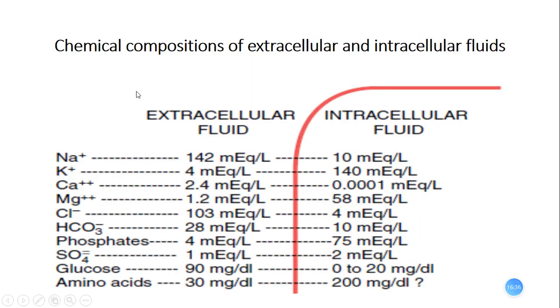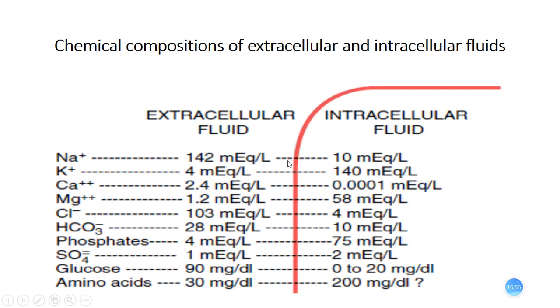And here you have the distribution of ions between extracellular and intracellular fluids. Sodium outside of the cell is 142, and inside of the cell it's 10 millimole per liter.